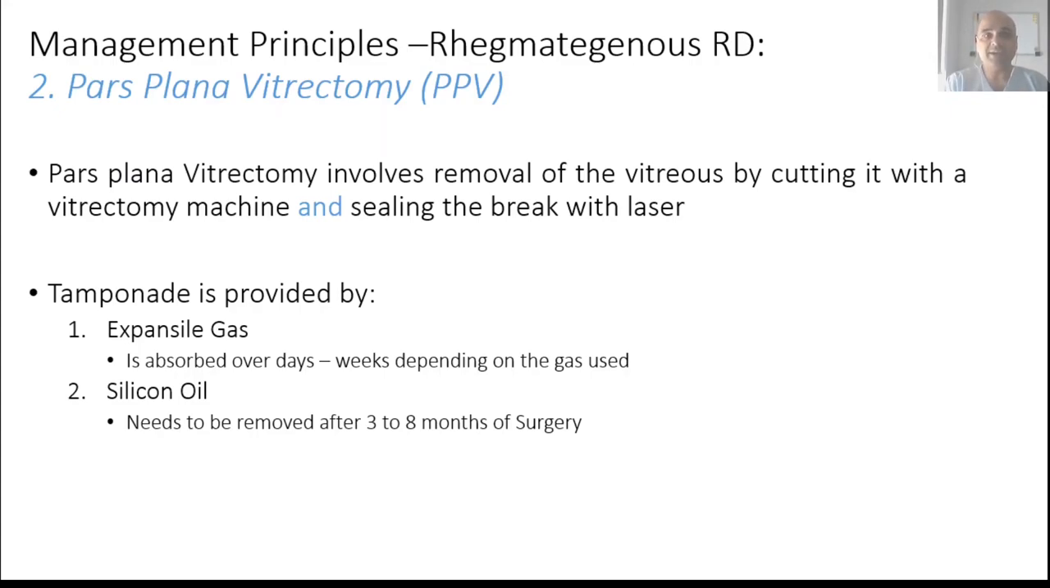Silicone oil remains in the eye for longer, but the problem is that it would need to be removed. Silicone oil causes problems with vision because of its difference in refractive index from the vitreous, and it can also seep into the anterior chamber and cause blockage of the anterior chamber angle. So it needs to come out.